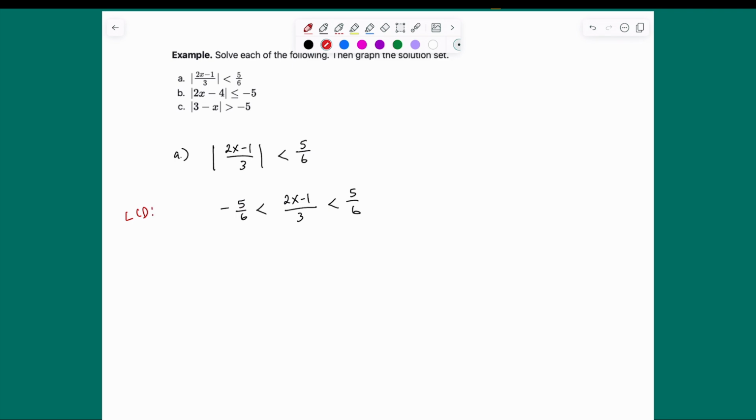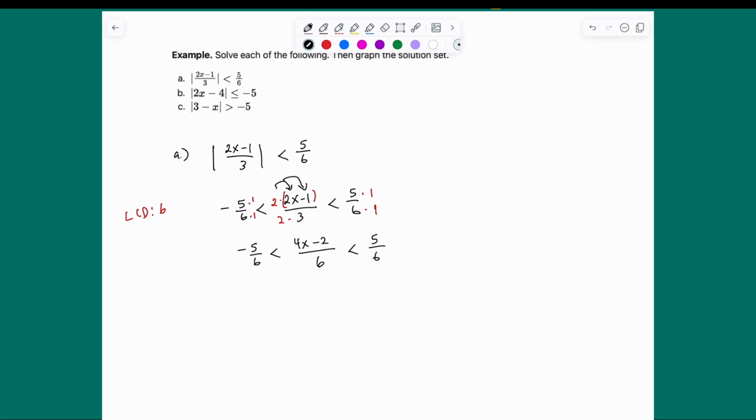So the LCD would be 6 here. So I multiply the first fraction by 1 and the second fraction by 2. And the last one here by 1 as well, because those ones already have 6 in the denominator. So then what do I get next? I get negative 5 over 6 less than 4x, right? Because 2 times 2x gives us 4x, and then 2 times negative 1 gives us a negative 2. And then this is all over 6, less than 5 over 6.